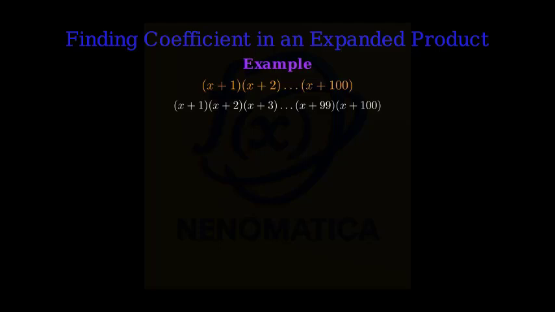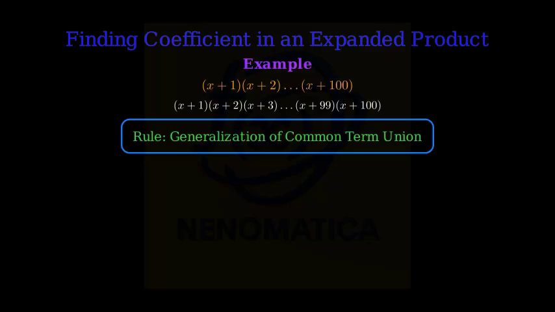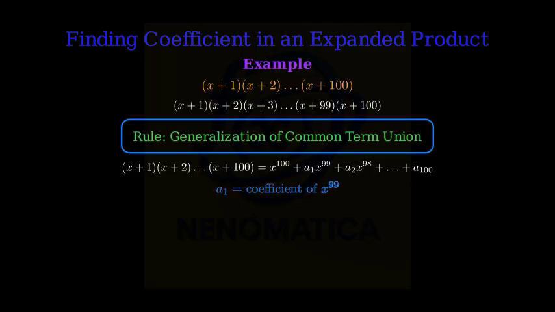To solve this problem, we need to use an important rule from algebra, the generalization of the common term union. This rule helps us expand products like this. When we expand this product, we'll get terms with different powers of x, from x to the power of 100 down to the constant term. We need to identify the coefficient of x to the power of 99.